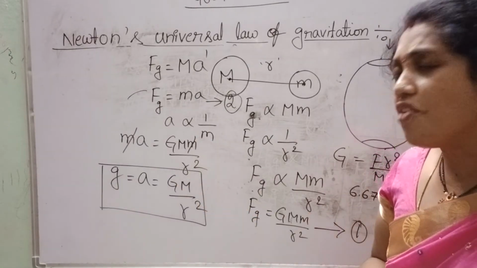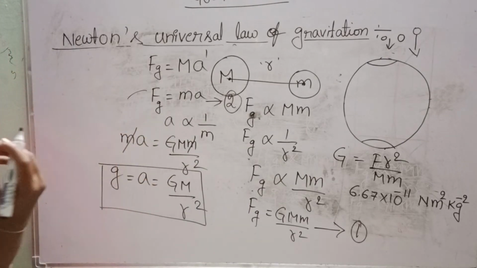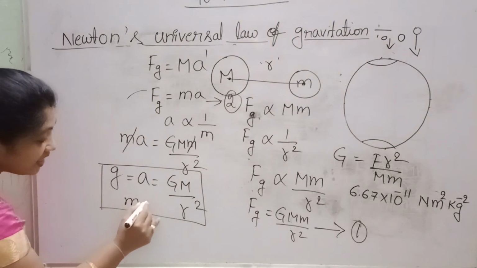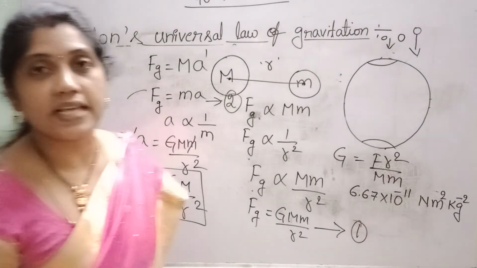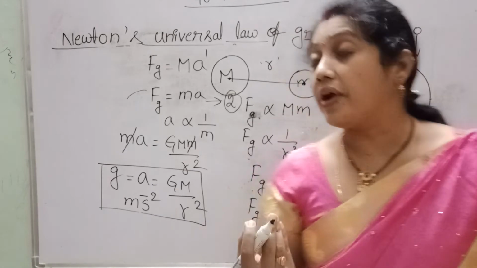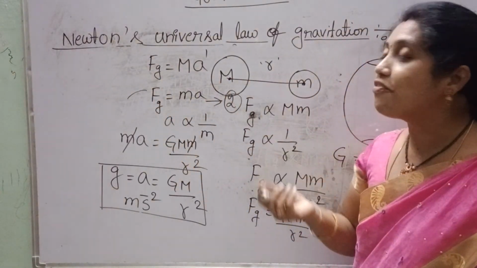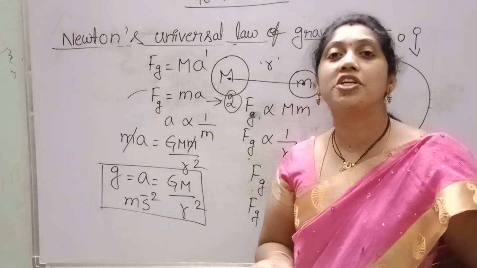So what are the units of acceleration due to gravity? This is simply nothing but acceleration. So the SI unit of acceleration due to gravity is meter per second square. I hope you understand clearly about Newton's universal law of gravitation, gravitational constant and acceleration due to gravity.